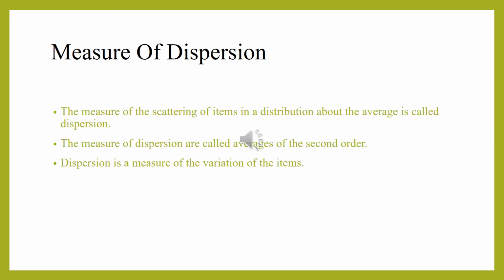Measure of dispersion. The meaning of measure of dispersion is spreadness or variation in data. It helps to determine the spreadness of values from a measure of central tendency. If it is close to the central point, then it is called small dispersion, and if it is not close to the central point, then it is called large dispersion.